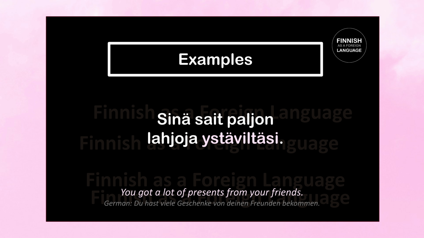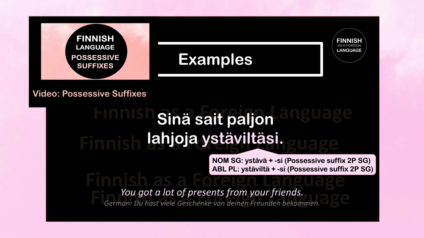One more. Sinä sait paljon lahjoja ystäviltäsi means you get a lot of presents from your friends. Let's go step by step. Sinä means you. Sait means you got. It's the second person singular past tense of the verb saada, which means here to get. Paljon means a lot. Lahjoja is the partitive plural of lahja, which means present. And ystäviltäsi means from your friends. Here we use the ablative plural of ystävä, which means friend. So let's repeat again. Sinä sait paljon lahjoja ystäviltäsi.